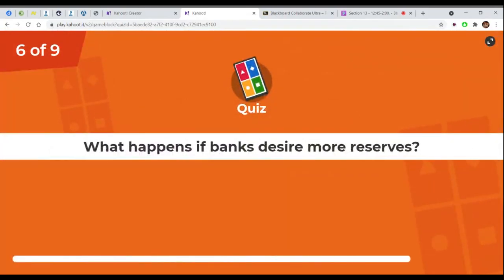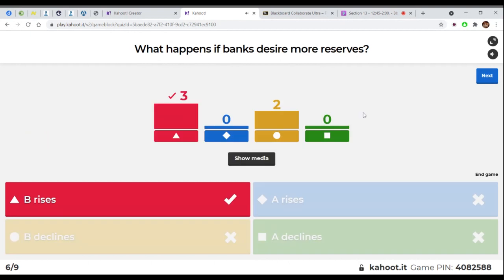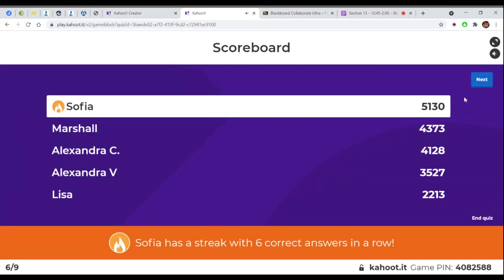6 of 9. What happens if banks desire more reserves? Does B rise? Does B fall? Does A rise, or does A fall? If banks desire more reserves, they push up the demand, and that raises the equilibrium federal funds rates.